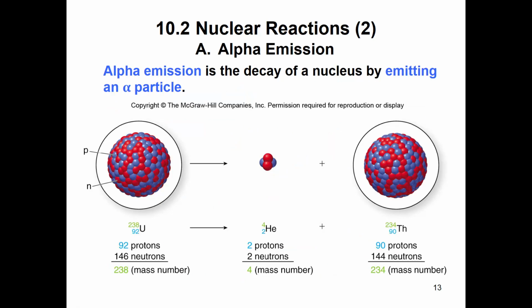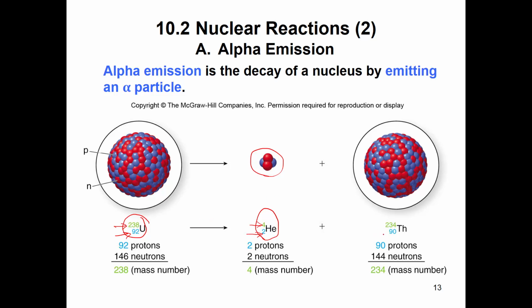In an alpha emission, we're decaying and giving off an alpha particle. When it's emitting it, that means it's going to be a product and it comes from an original nucleus. Uranium does this very typically. So you have uranium-238, with a mass number of 238 and 92 protons. We are going to emit an alpha particle, which we can write as a helium atom, 4/2, so it has a mass of 4 and an atomic number of 2.